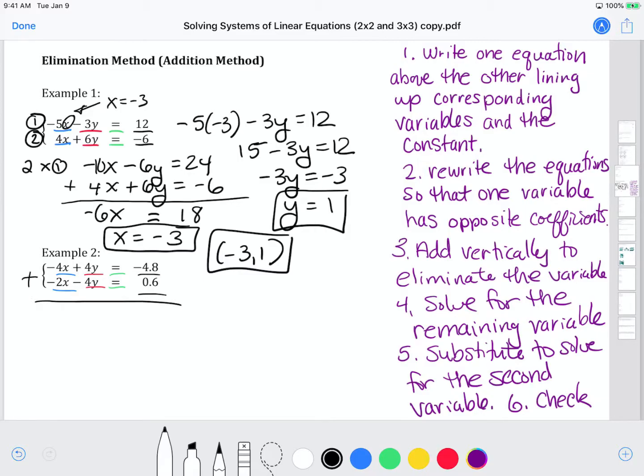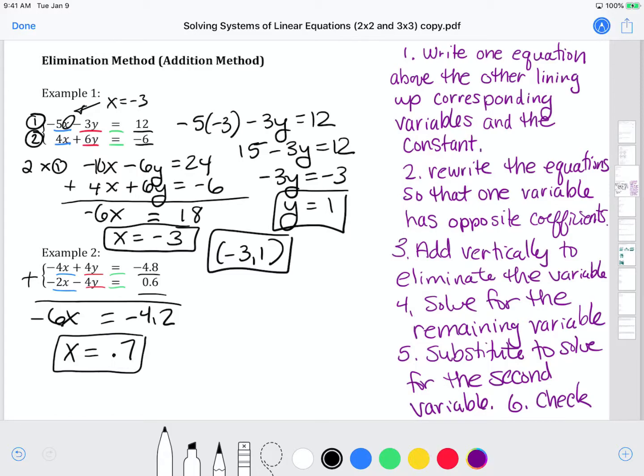So when I add these up, I get a -4x and a -2x. That gives me a -6x. The +4y and the -4y give me a 0y, and that disappears. -4.8 plus 0.6 will give me a -4.2. The next step is to solve for the remaining variable, so I'm going to divide both sides by -6, and that will give me +0.7 because the negative divided by a negative gives me a positive. So here's my first variable.